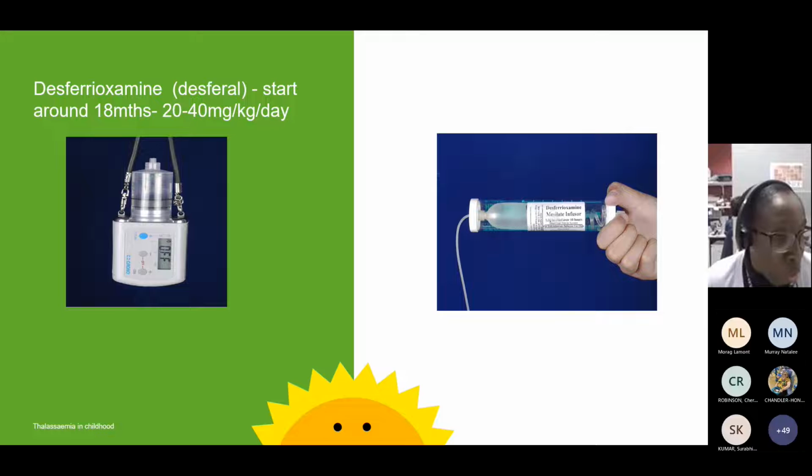So that's why we use the Cronus pumps. And there are some new ones coming out now. We've just had a presentation about it, so we might be using different new versions of these. But this is what we use for all children under around 18 months.